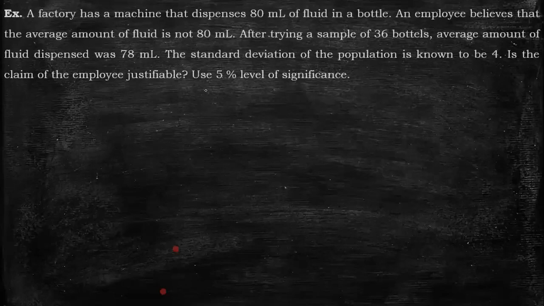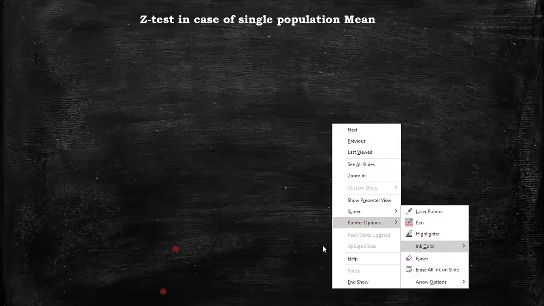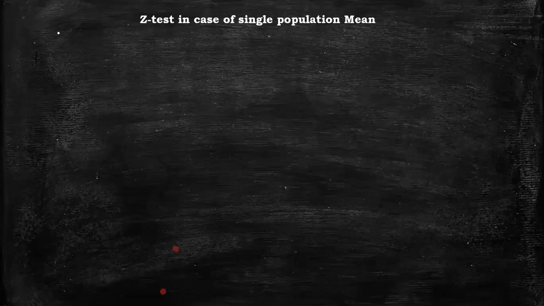Z test in single population. So here also I am going to explain this a little so that you will be having it. I will have to change the ink color. So it should be white now.